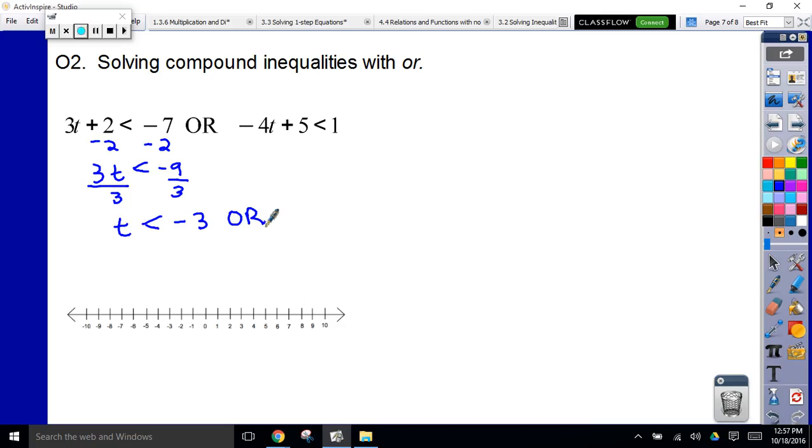Or I need to solve the other half. I'm going to subtract 5. I get -4t is less than -4. Now I'm going to divide both sides by -4, and because I'm dividing by a negative number, I'm going to need to flip my sign. So I get t is greater than 1. So either of these two things are true. Either t has to be less than -3, or t has to be greater than 1.